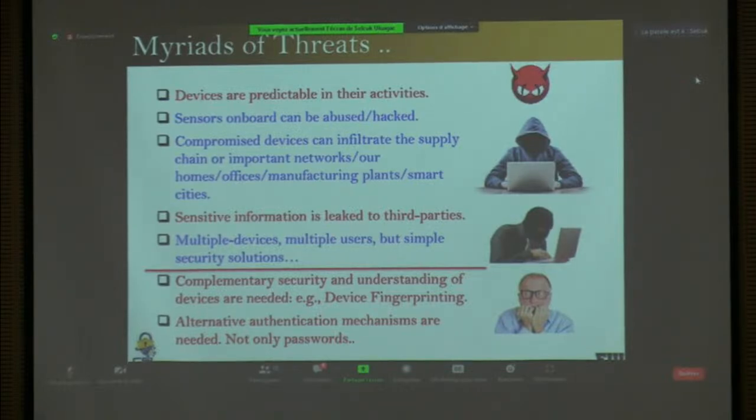As you know, today, not any single device is manufactured or built in one country alone. And so this makes a lot of challenging stories in terms of the supply chain and security of supply chain. Sensitive information can be leaked to third parties. There are multiple devices, multiple users, but simple security solutions. The ecosystem is really not ready for the real users that are using the applications in a smart home or smart office. So I'll be giving you some examples of these throughout my talk.